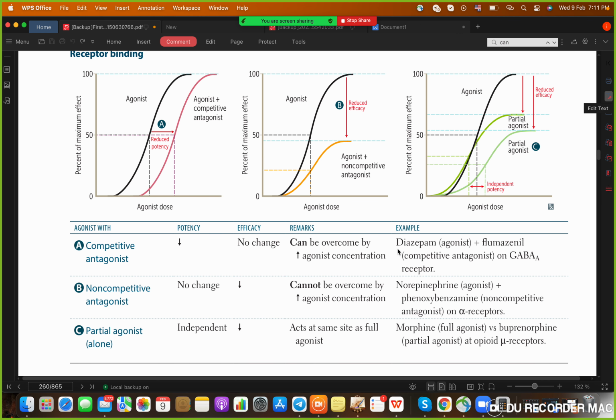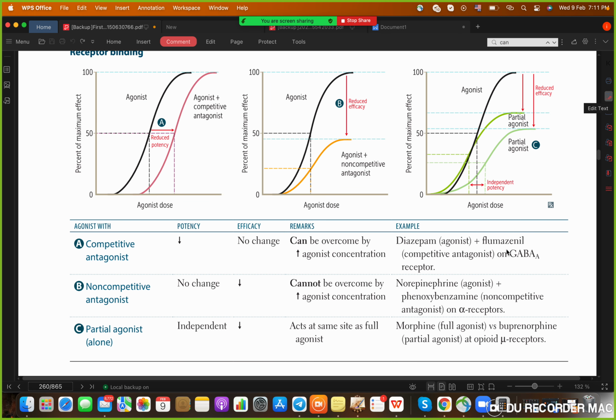There is a good example here: diazepam, which is an anxiolytic. It's an agonist for its receptor, the GABA A receptor, a chloride channel. And there is a competitive antagonist, which is the antidote, flumazenil. So if you increase the amount of diazepam, you can basically decrease the potency of flumazenil, and you can stop its effect. If you increase the diazepam, it will be able to overcome the antagonist.